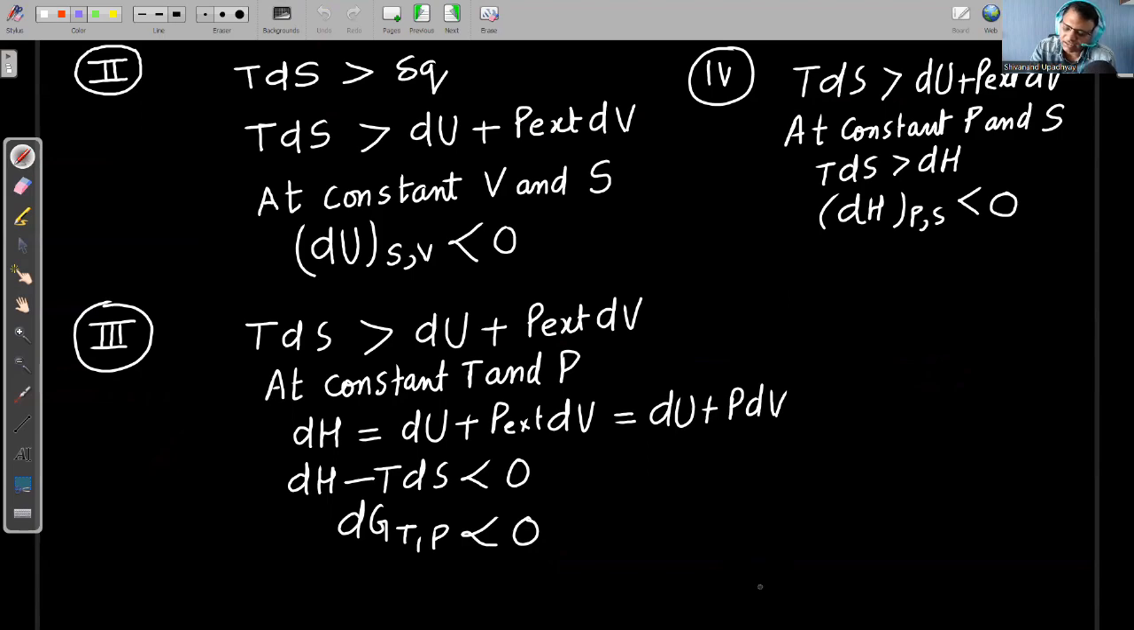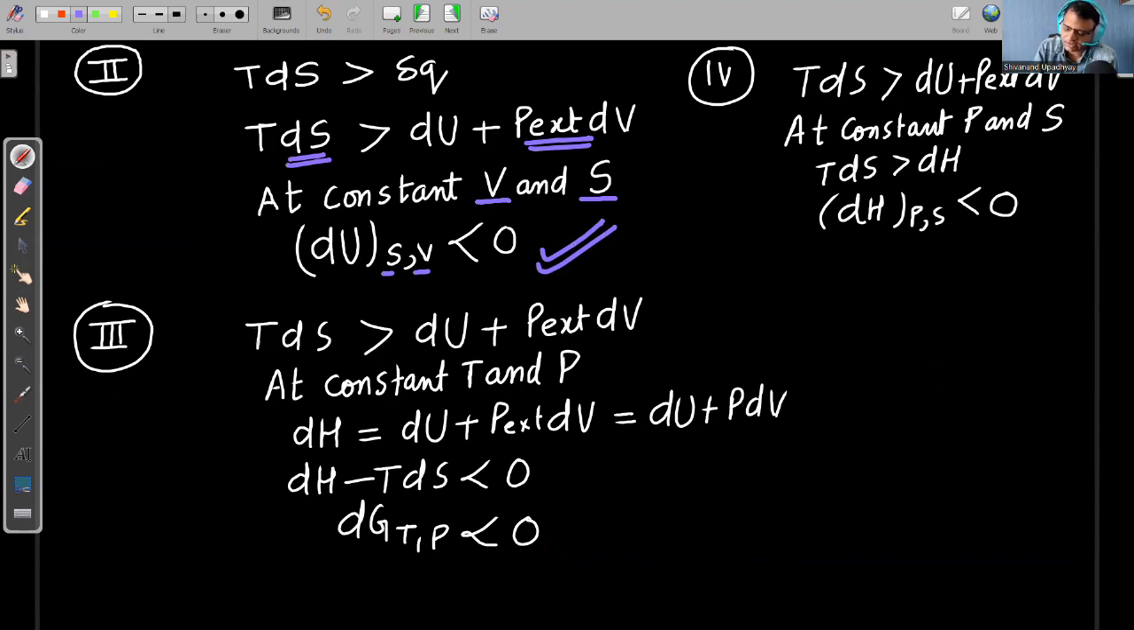Again, I am writing that T dS is greater than dq, and dq is equal to dU plus P external into dV. Now, if entropy and volume are constant, dS is equal to 0 and dV is equal to 0. So these two terms will be 0. It means the change in internal energy at constant entropy and volume should be negative for a spontaneous process. So it's very simple. If you know Clausius inequality, you can find out all these conditions.